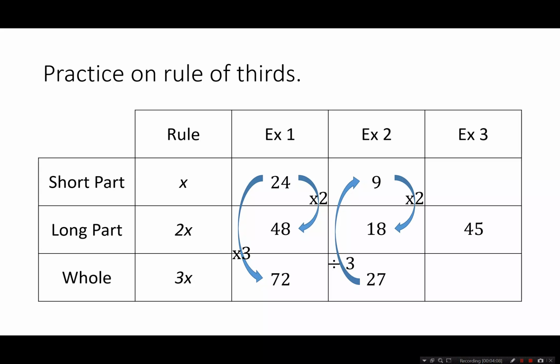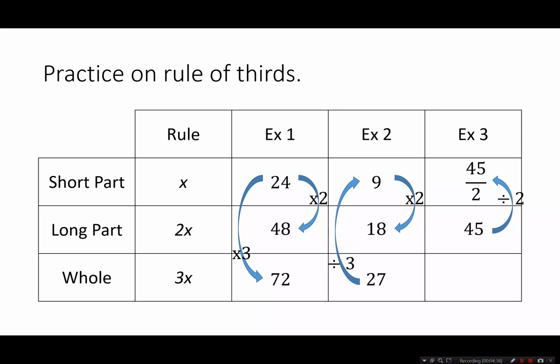Now looking at example 3, we're going to start off with the long part given as 45. So we're given 2x is 45. We need to go back to our short part, so we're going to divide by 2. Now the problem is 45 does not divide evenly, so we could either have a decimal or we can leave it as an improper fraction.